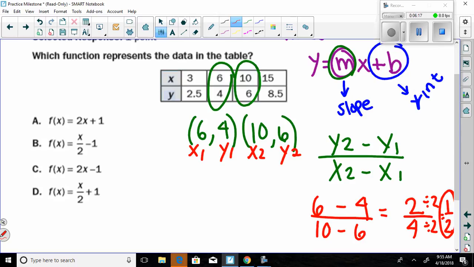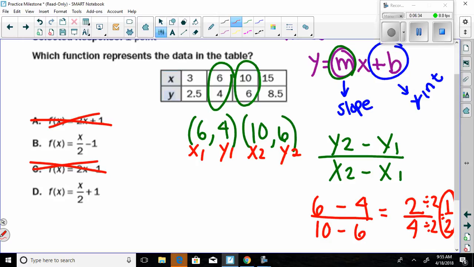Which one of these don't have 1/2 as a slope? A and C. And so notice, if this fraction was flipped, it would be 2/1, right? So they're trying to get you to forget that it's y2 minus y1 on top. They're a little strategic with it.